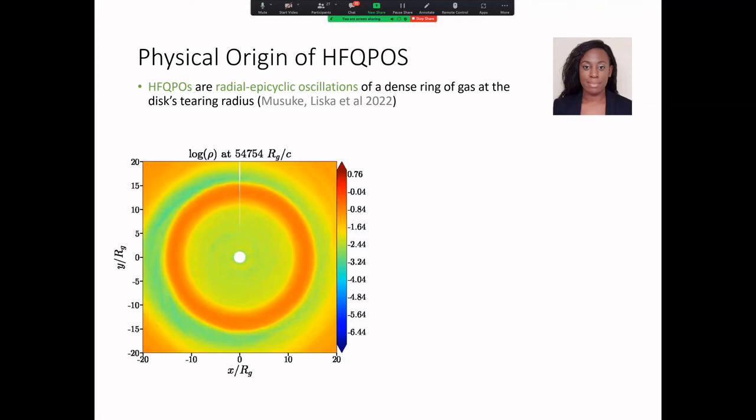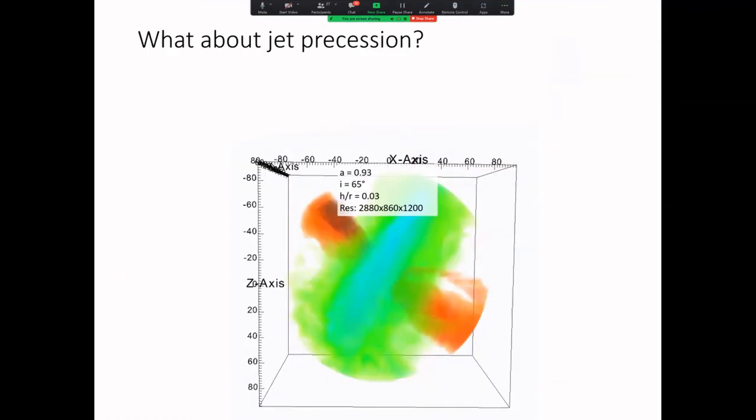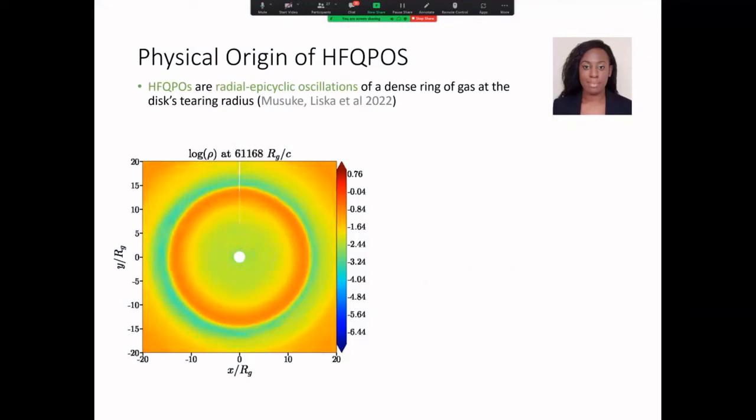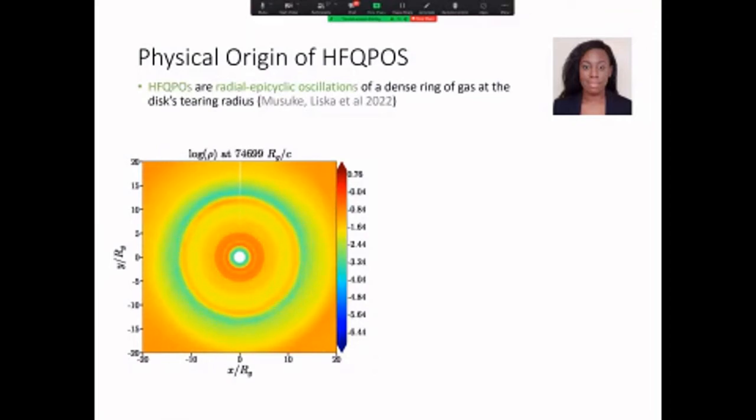When we run the movie, if it starts, does it want to run? It does not really want to run. Now it wants to run. We see this inner disk a little bit oscillating, like a breathing mode. And then the question is, does this breathing mode or radial epicyclic oscillation or whatever explain this high frequency QPO?